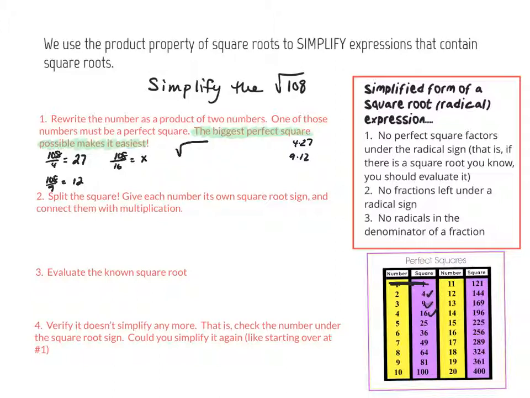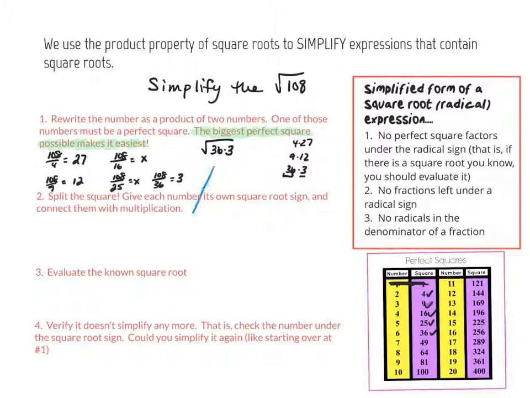That one doesn't work. I'm going to try the next one, which would be 25. That one doesn't work. And then I'm going to try 36, because that's the next perfect square. So if I do 108 divided by 36, my calculator tells me that is 3. Now, I'm going to use 36 and 3 because I know the square root of 36, and 3 is a simple number. So instead of 108, we're going to rewrite our radical as the square root of 36 times 3.